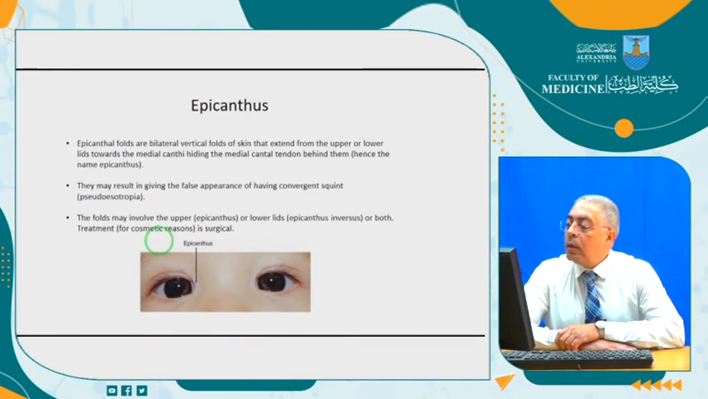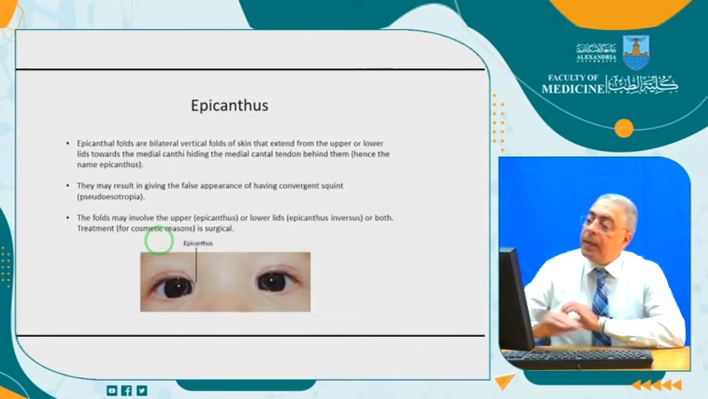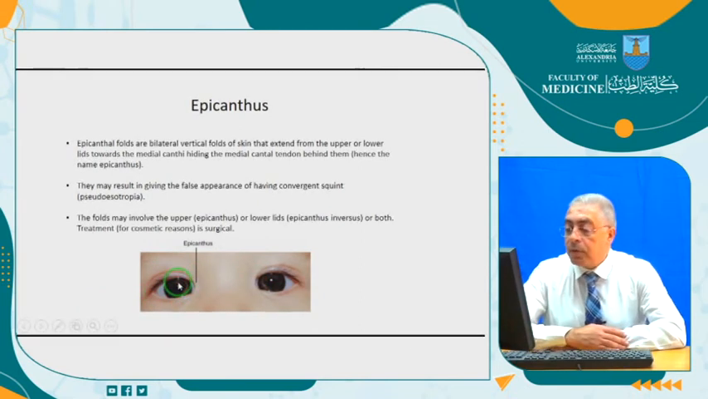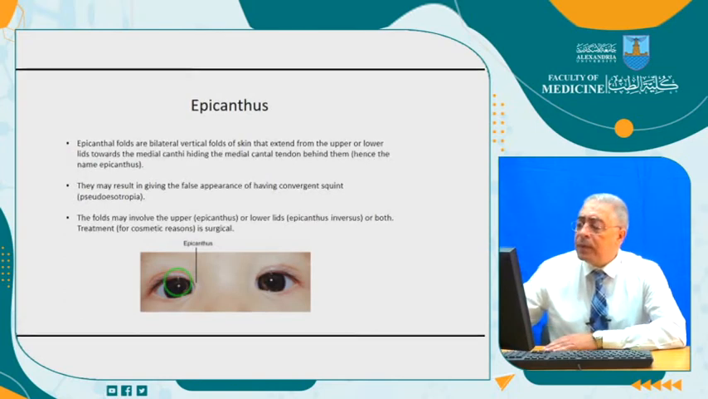You will know it in the lecture of squints or strabismus. The fold may involve the upper, we call it epicanthal fold, from the upper eyelid going to the lower eyelid. Sometimes the opposite, a fold of skin extending from the lower one going to the upper one. We call it epicanthus inversus. Treatment is surgical for cosmesis.